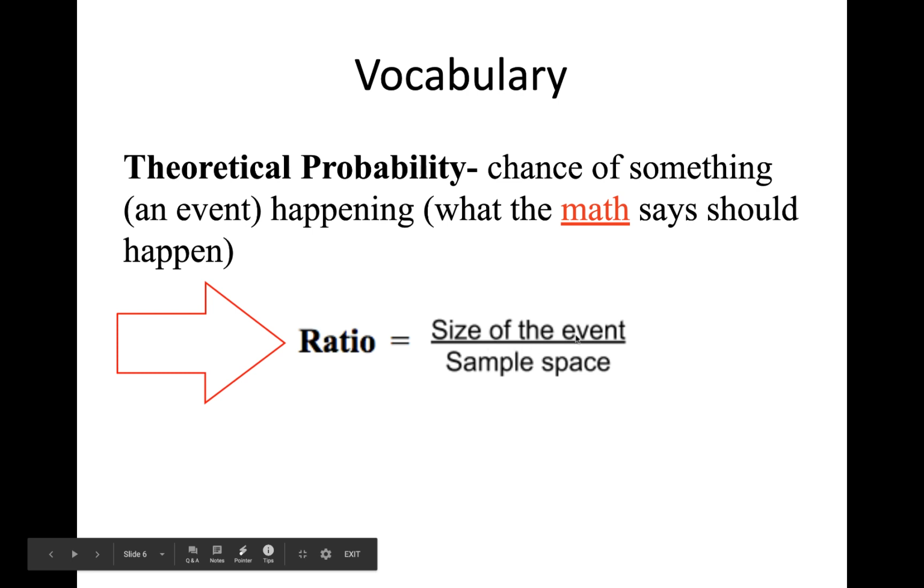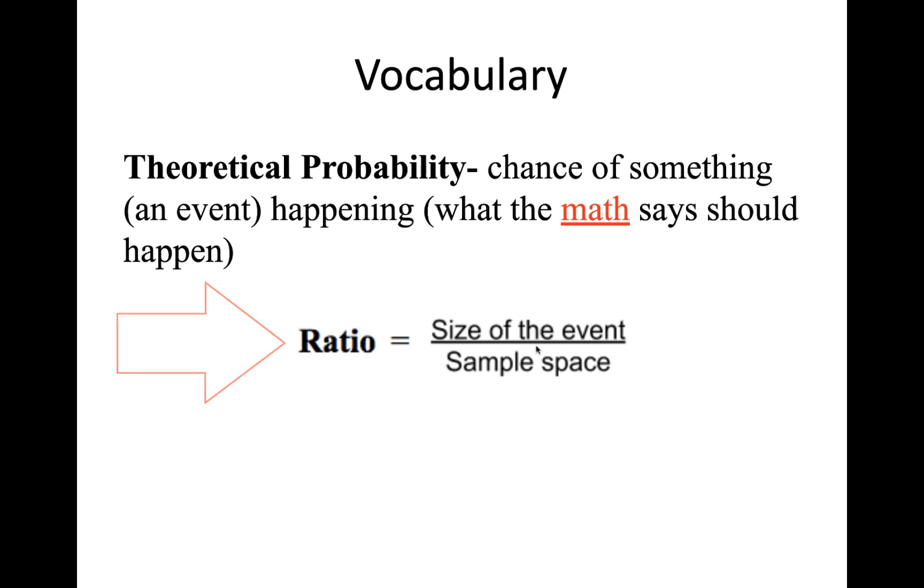We are comparing the size of the event divided by the total sample space. When you think about the size of the event, it's what you want. Write the word want above that in your ratio. When you think about sample space, it's the total number of outcomes. So write the word total next to the ratio in chunk 2, just like I'm showing you here. So our ratio for theoretical probability is what we want over the total.